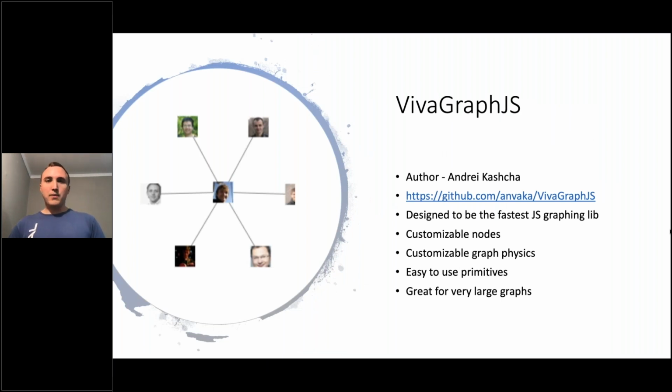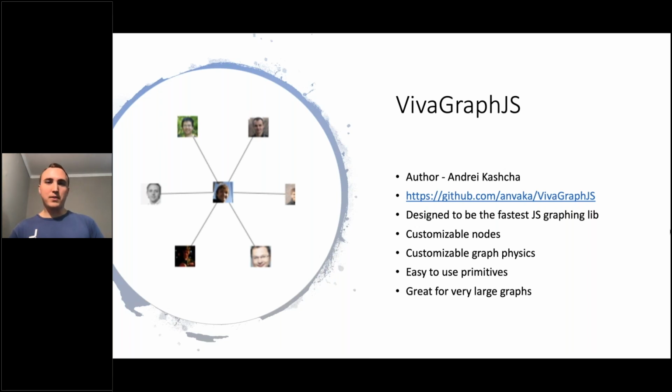So to graph our own OSINT, we need a graphing library. I went with VivaGraph.js because it was designed to be the very fastest JavaScript graphing library, and they succeeded. They also have customizable nodes. The graph here on the slide is just of the contributors, and the nodes have custom pictures. I like being able to represent different data types with different images.